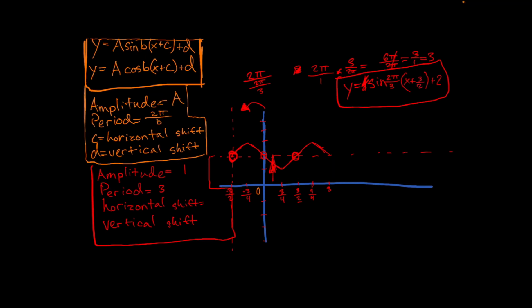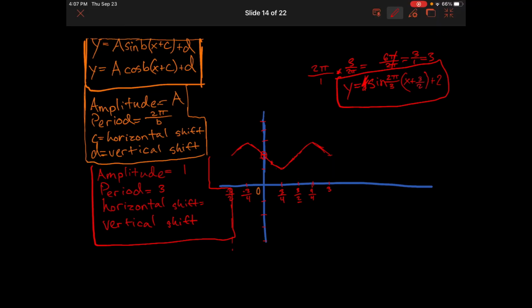And if I erase all this messy work, we have this. And one period with the first part of it would start here, and the second part of it would end right here. And this right here is one period of y equals sine of 2 pi divided by 3 times x plus 3 divided by 2, plus 2.